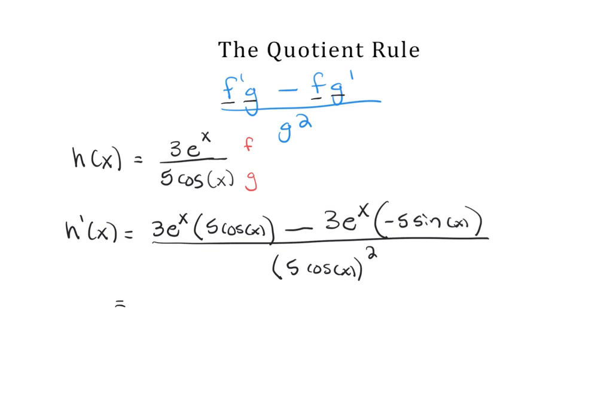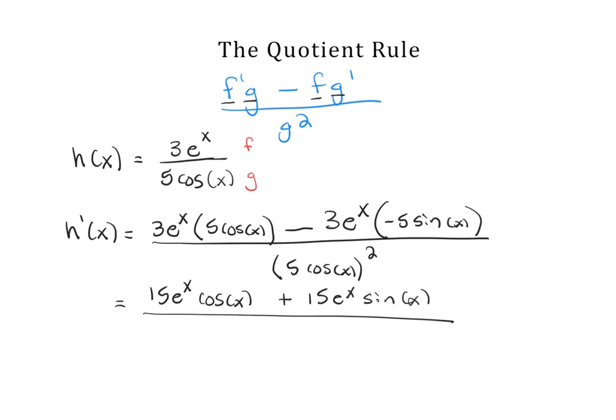Okay, so let's simplify that a little bit. I have 15e to the x cosine of x. This will go to plus 15e to the x sine of x. And the bottom goes to 25 cosine squared.